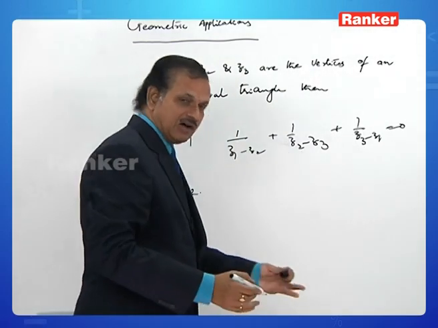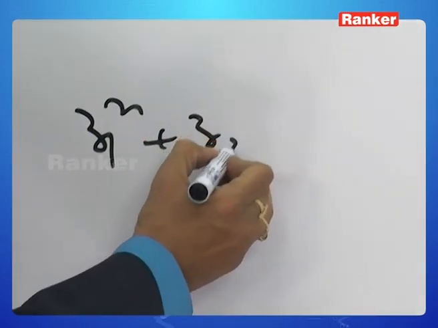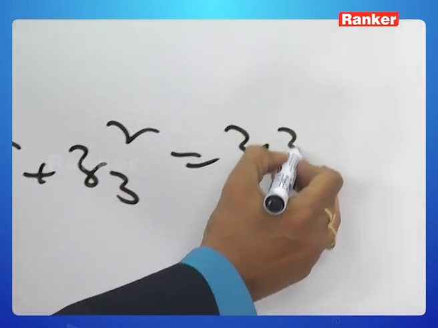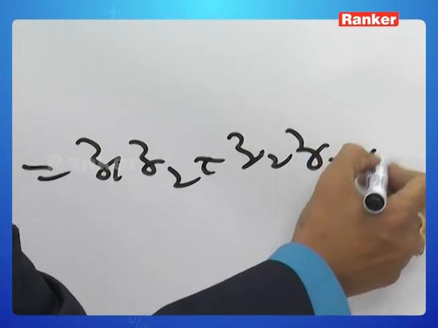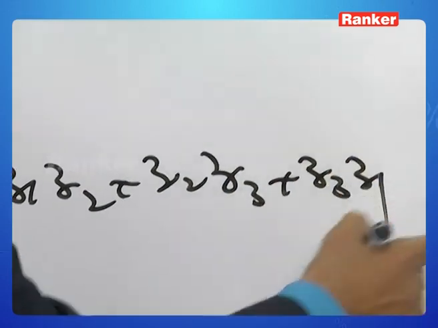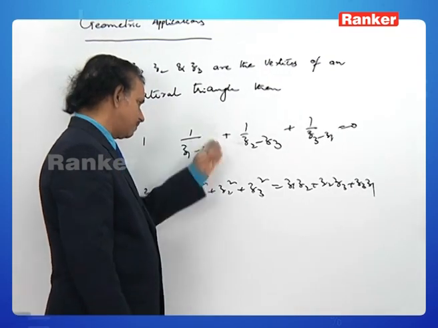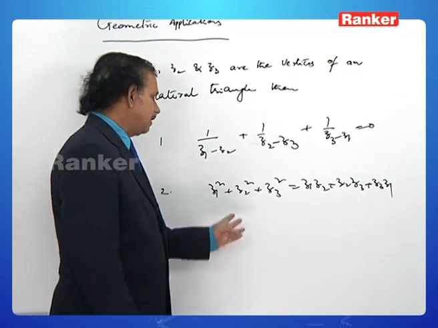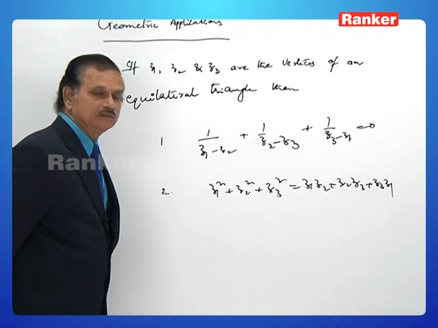From which we can also derive that z1² + z2² + z3² = z1z2 + z2z3 + z3z1. Of course, we will be able to derive this from this. Both are useful. You see, how can we get this? They are the vertices of an equilateral triangle.